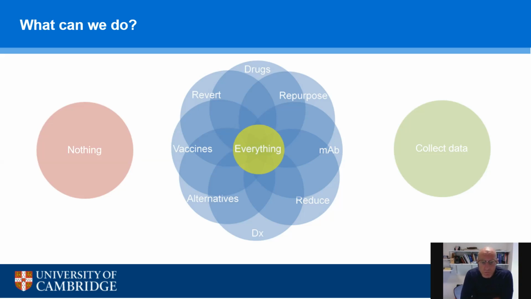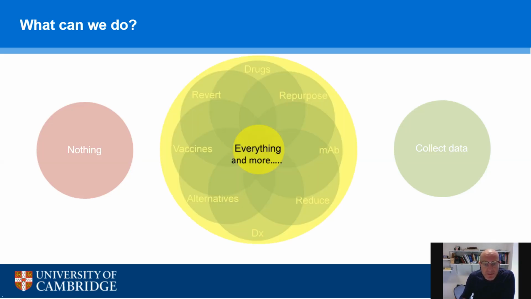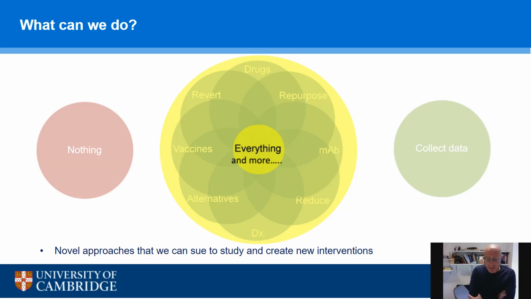But ultimately, we want to do all of these, and within the group, we don't try and tackle everything, but we're thinking about lots of different aspects of these things, and we use lots of different techniques to generate data in these particular areas. And we're keen to think about how we could expand this, and other groups are expanding what we can do in this space to really think about how we can tackle it. But actually what we really need is new approaches that we can use to study and create new interventions, moving on from the more descriptive microbiology aspects of what we've done in the past.